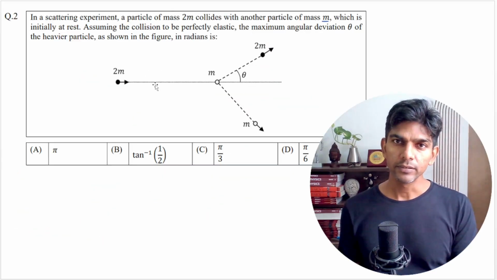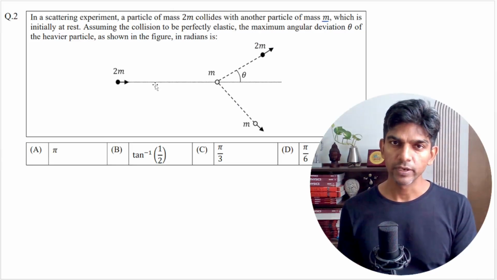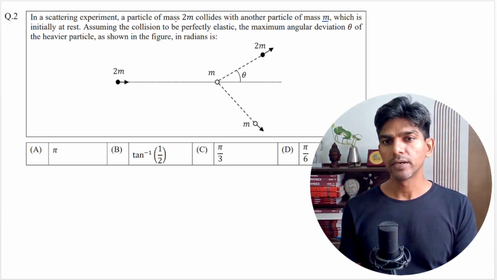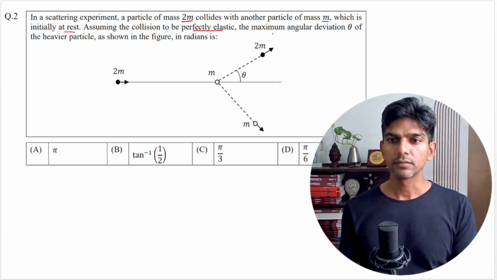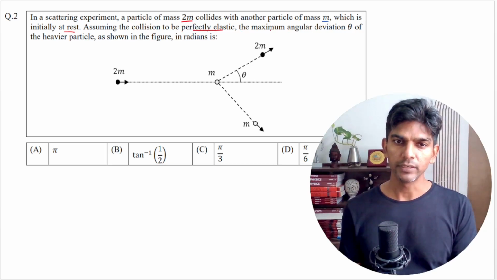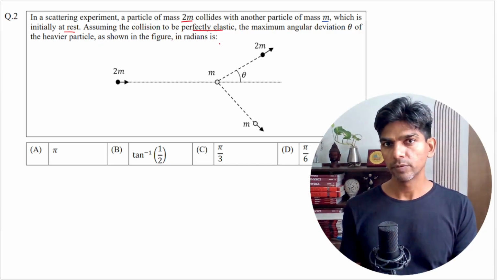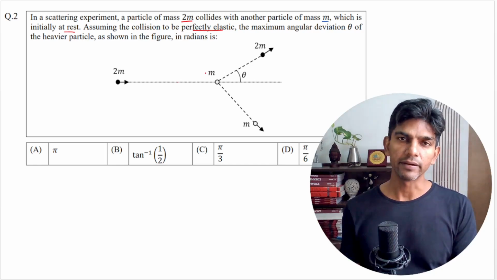Now this is the second question of JEE Advanced 2025 paper 1. So let us see the question. Here in a scattering experiment, a particle of mass 2m collides with another particle of mass m which is initially at rest. Assuming the collision to be perfectly elastic, the maximum angular deviation theta of the heavy particle, as shown in the figure, in radians is. So we have to find the answer in radians, or the angle of scattering.